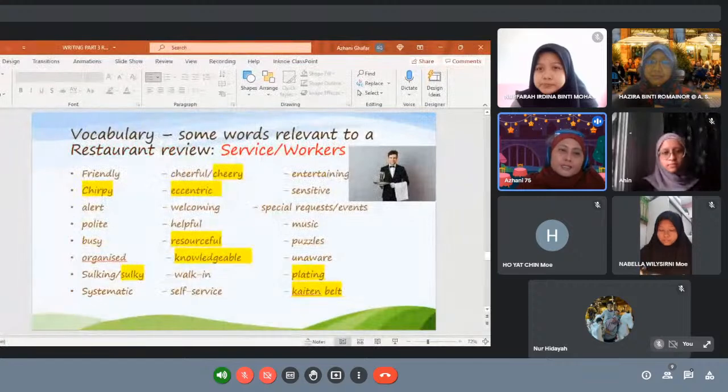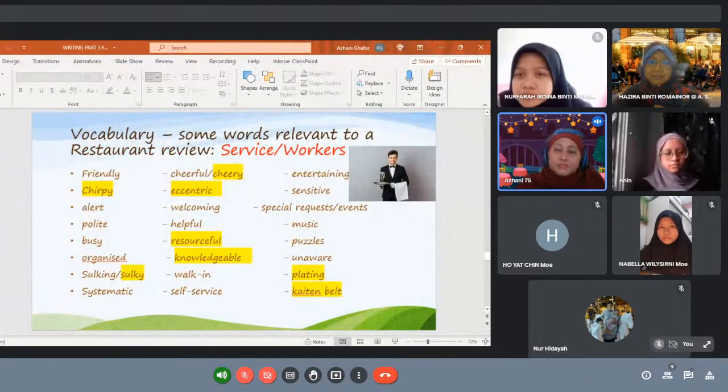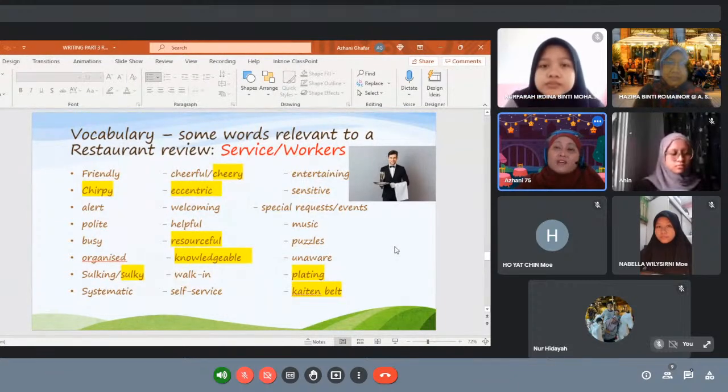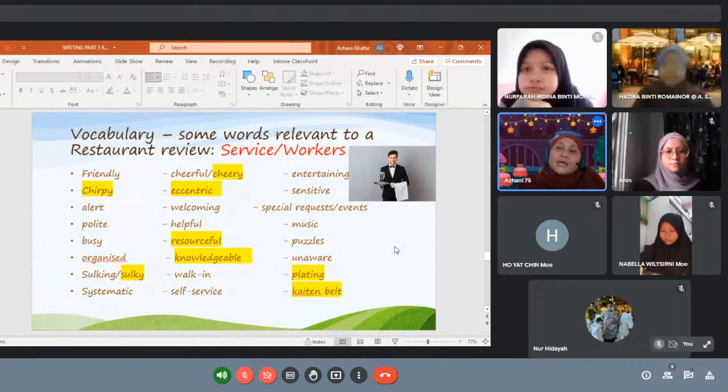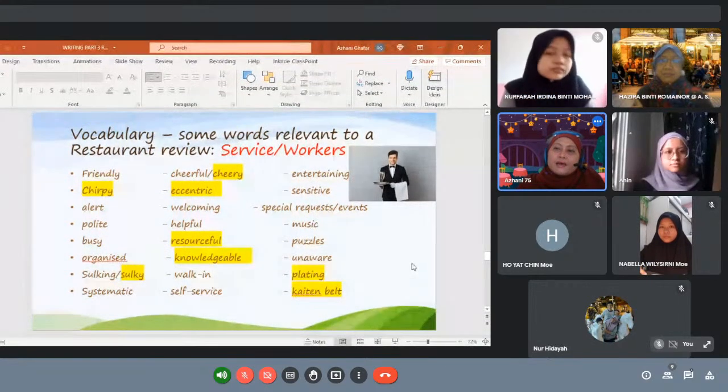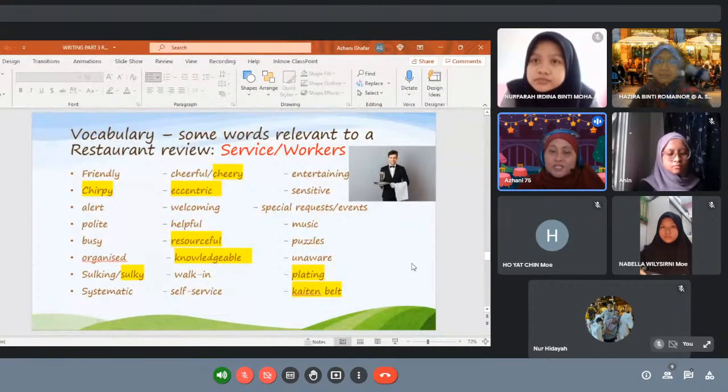And the last set of vocabulary would be service or workers. We probably know that at restaurants they have supervisors, chefs or cooks, waiters and waitresses, managers, and so on, cashiers. I forgot to put them here, but I'm sure you can think of that.